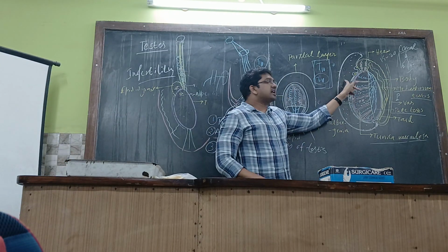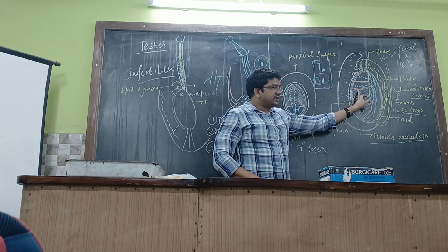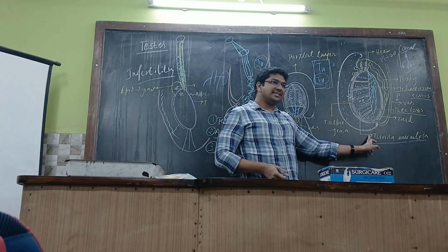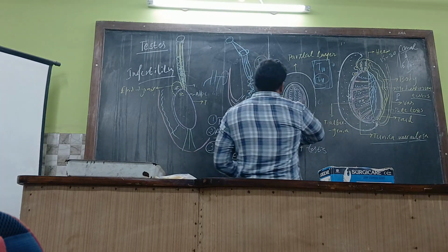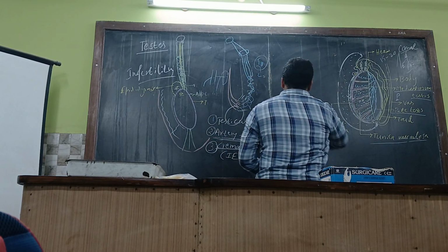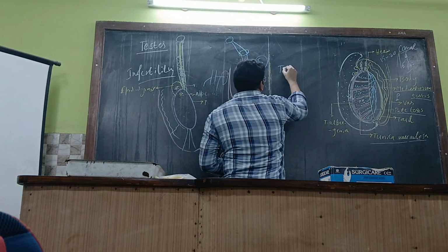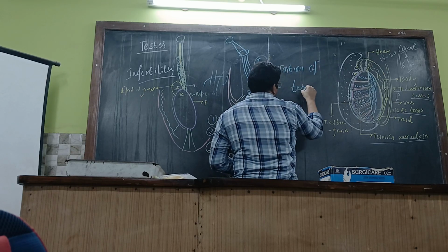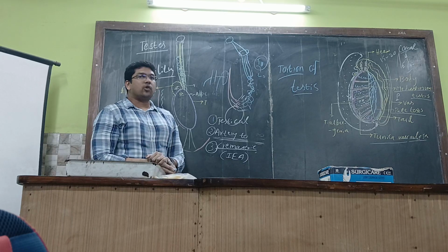So if this tunica vaginalis is a bit bigger after birth, for example, bigger compared to the normal size, what will happen? There is a term called, you have to remember this term. What is it? Torsion of the testis.